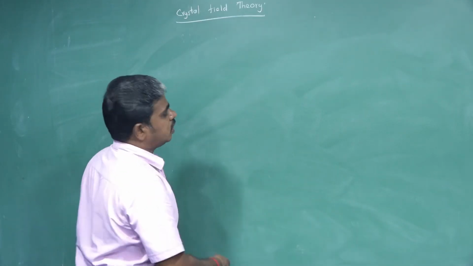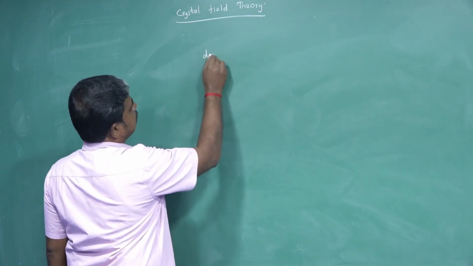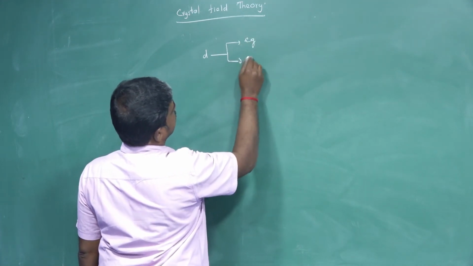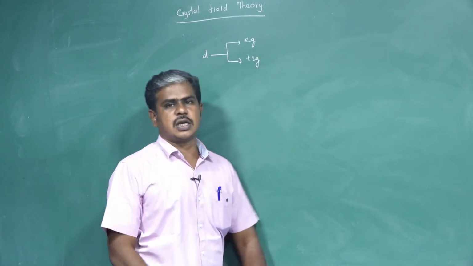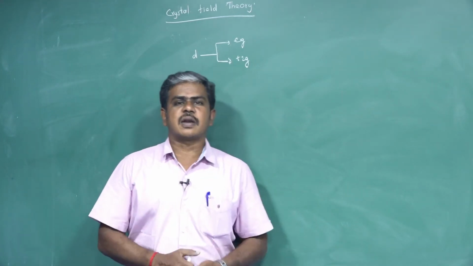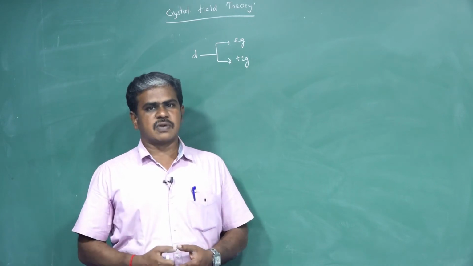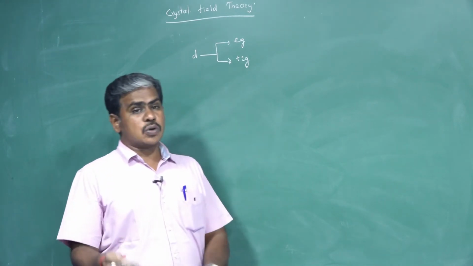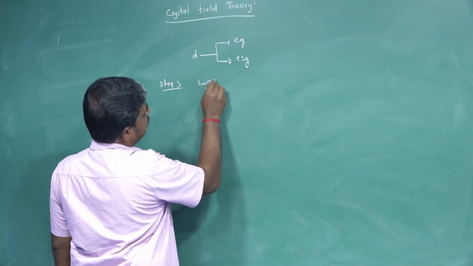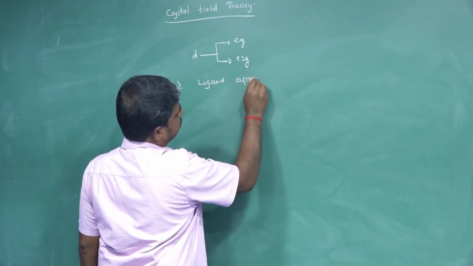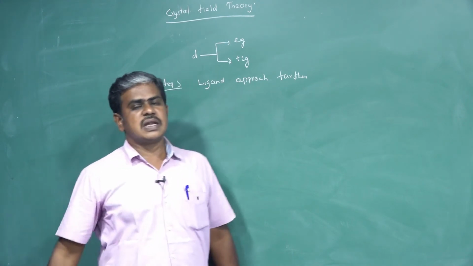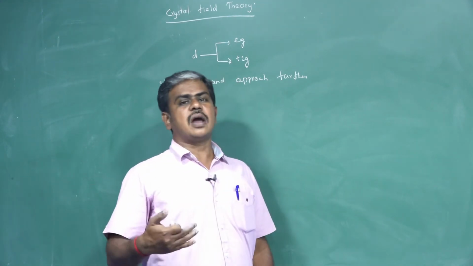So according to CFT, the d orbitals are split into two types: Eg and T2g orbitals. And up to this point, complex formation does not occur. When the ligand approaches further, which is step 3, there will be an attraction between the central metal atom and the ligand, making an ionic bond.